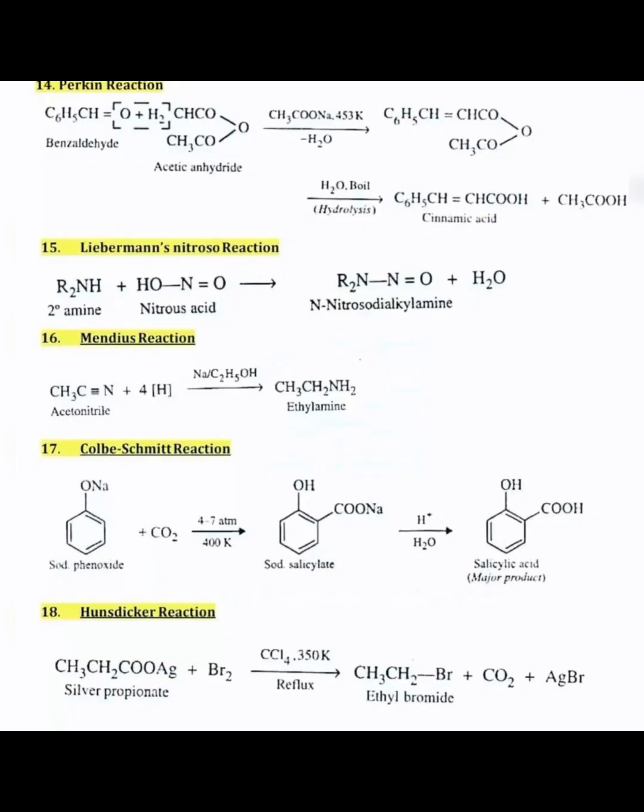Next reaction is Hunsdiecker reaction. When silver propionate reacts with bromine in CCl4, that is carbon tetrachloride as an organic solvent, it undergoes reflux at about 350 Kelvin. It gives ethyl bromide as a major product along with carbon dioxide as a byproduct and AgBr as a precipitate.